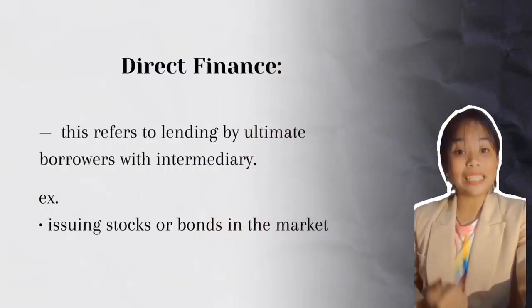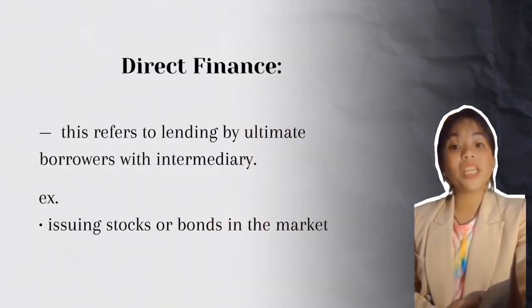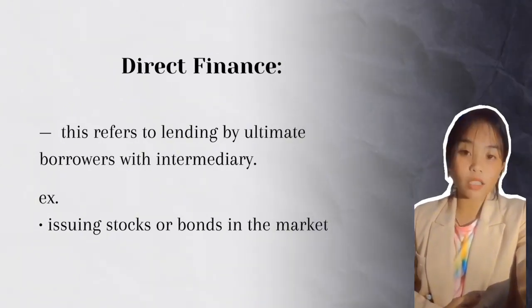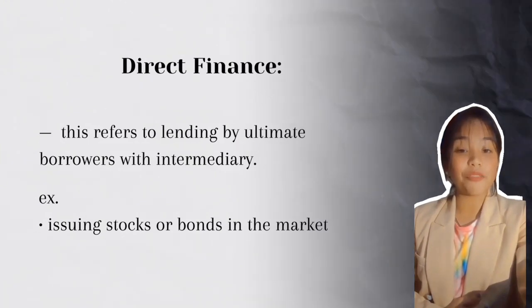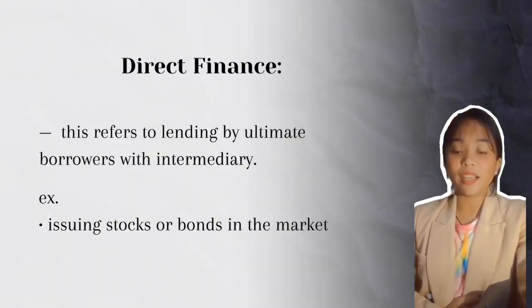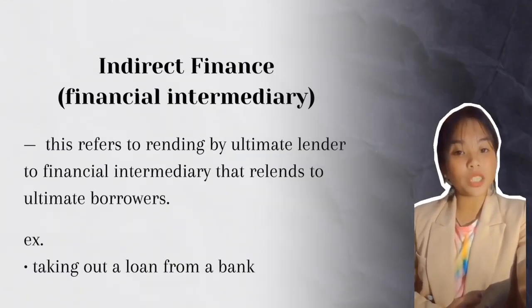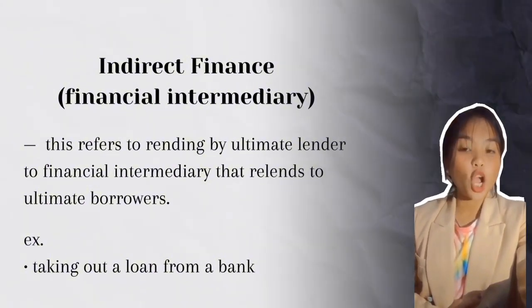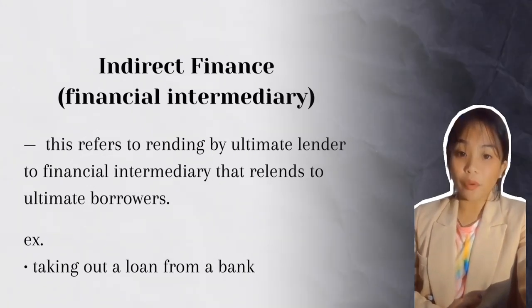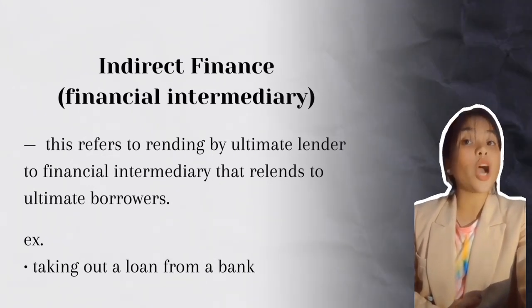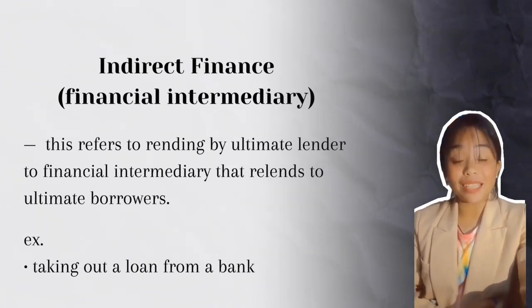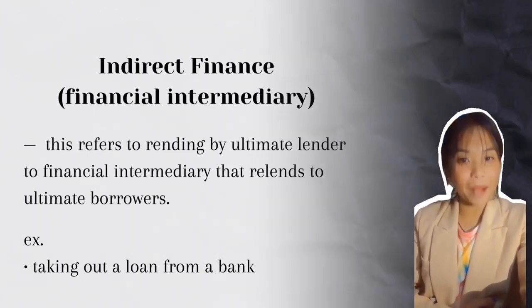When we say direct finance, it refers to lending by ultimate lenders to borrowers without an intermediary. One example of direct finance is issuing stocks or bonds in the financial market. On the other hand, indirect finance, or the financial intermediary, refers to lending by the ultimate lender to a financial intermediary that lends to the ultimate borrower. One example of indirect finance is taking out a loan from a bank.